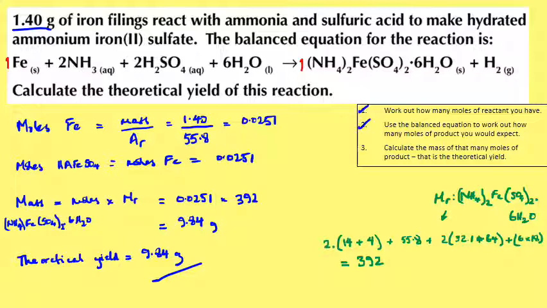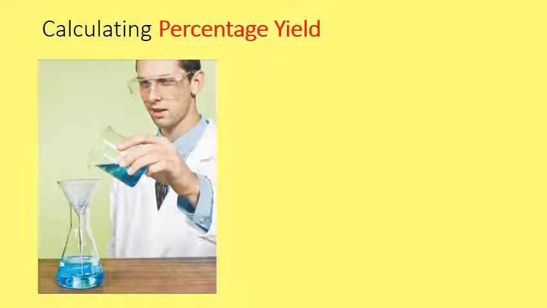So that's theoretical yield, but you'll remember from the learning objective we've got to work out percentage yield. In order to work out percentage yield, we first have to think about actual yield, because you'll remember that percentage yield is actual yield over theoretical yield. Here we've got a diagram of someone filtering some solution. The point of this diagram is to illustrate that not all of the product that you make actually ends up being usable.